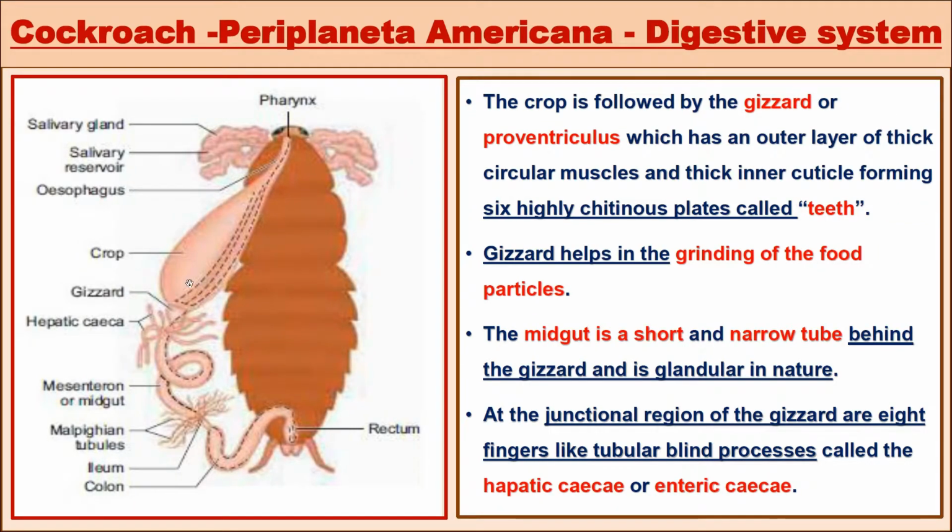The crop is followed by the gizzard or proventriculus. It has an outer layer of thick circular muscles and an inner cuticle, and has 6 highly chitinous plates called teeth. And this gizzard helps in grinding the food particles. The midgut is a very short and narrow tube which lies behind the gizzard, and it is glandular. At the junction of the gizzard there are 8 pairs of finger-like tubular structures. They are called hepatic caecae or enteric caecae.